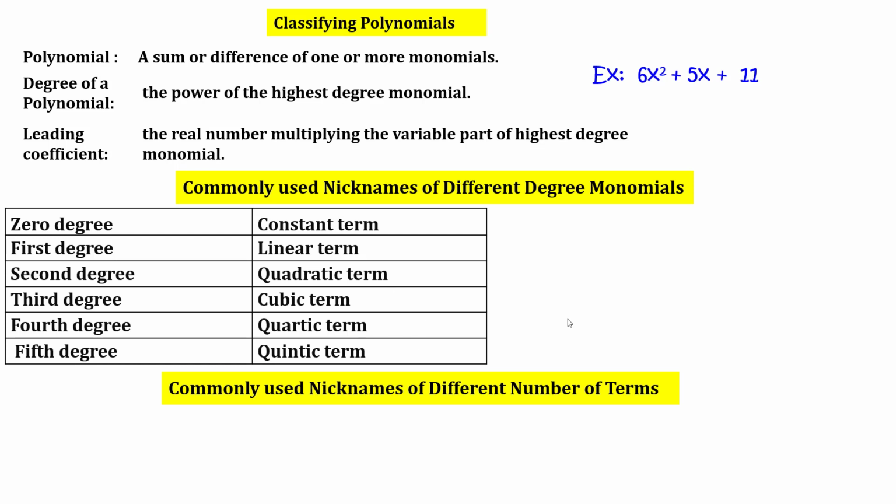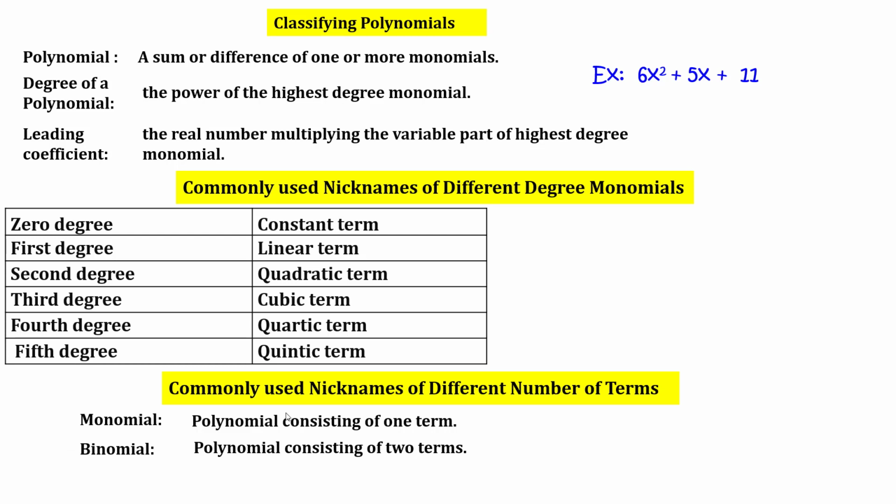Quadratic is second degree. And then commonly used nicknames of different number of terms. If a polynomial has one term, we call it a monomial, mono meaning one. If a polynomial has two terms, we'll call it a binomial, bi meaning two. And then if a polynomial consists of three terms, we'll call it a trinomial, tri meaning 3.